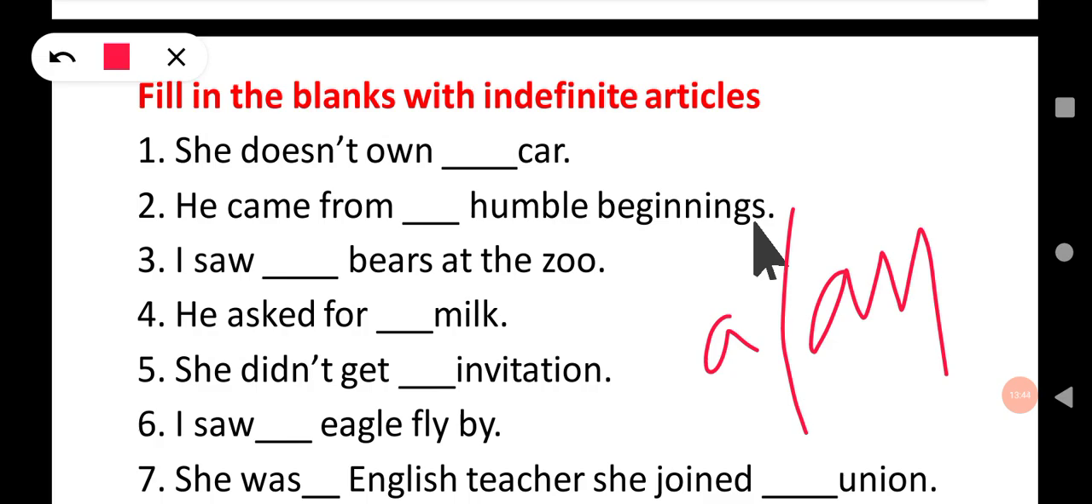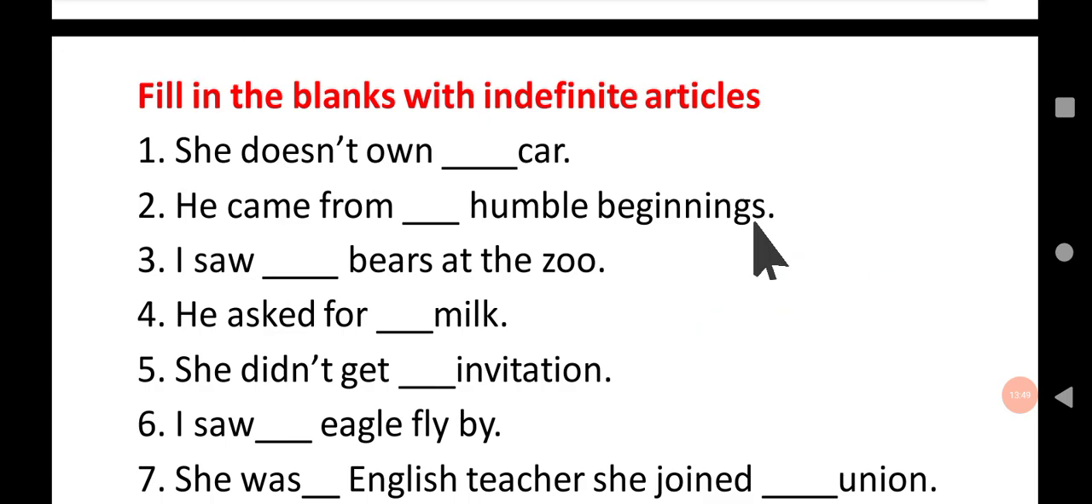Look at the first one. She doesn't own an car or a car. In the first one, you have to go with a car. Next one, he came from dash beginnings. Humble beginnings, a humble beginnings, or an humble beginnings. Which one can you use here? The pronunciation starts with U or H. It starts with H, a humble beginnings.